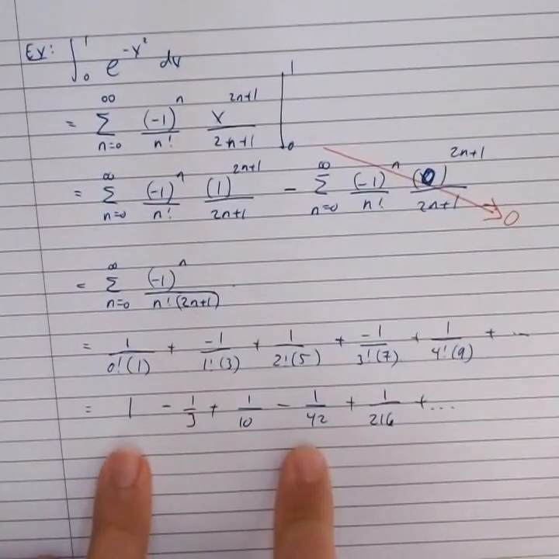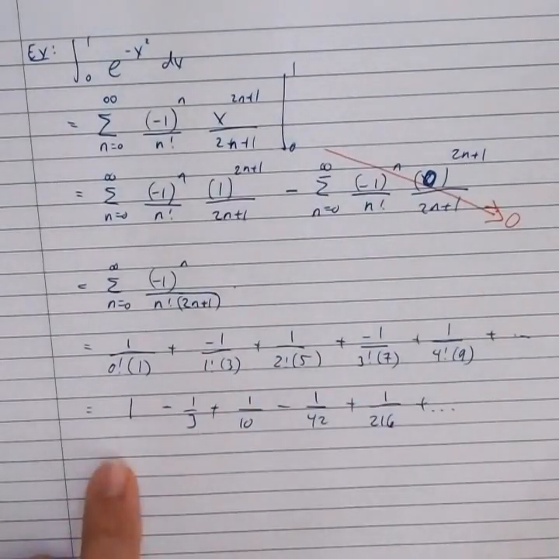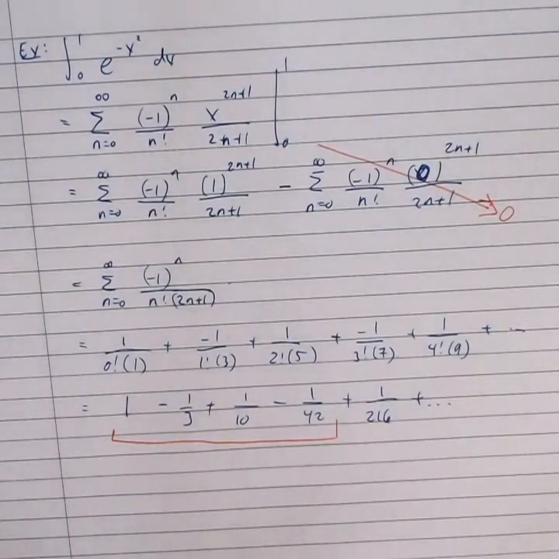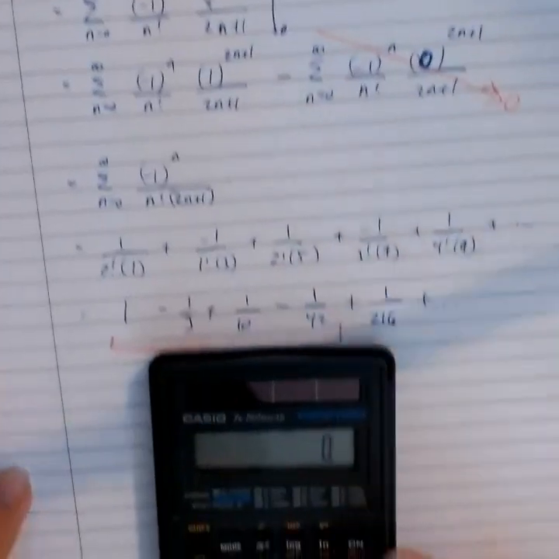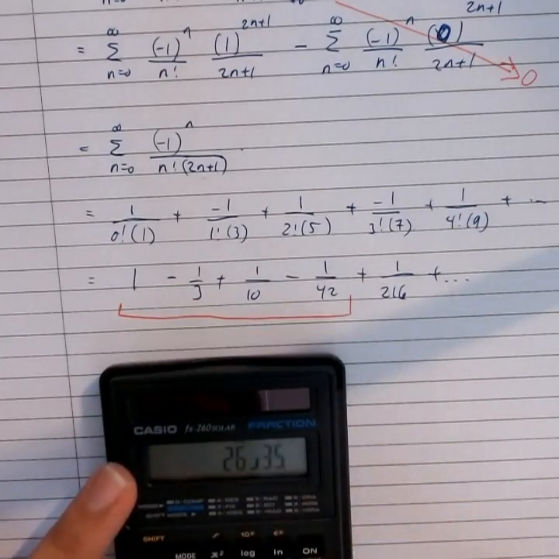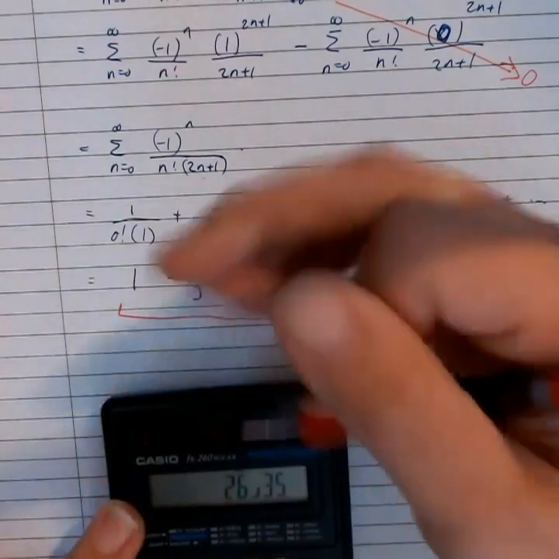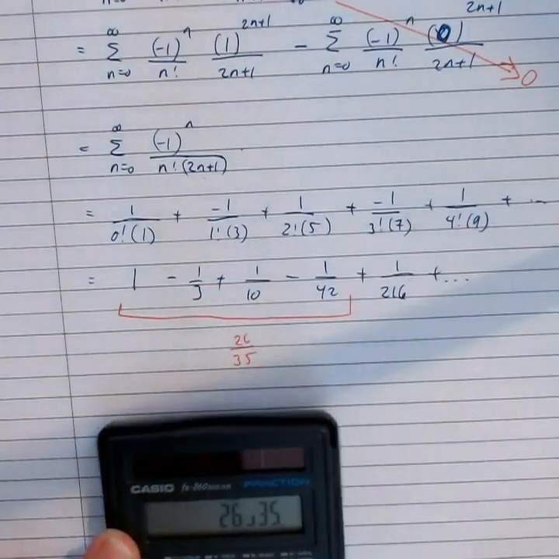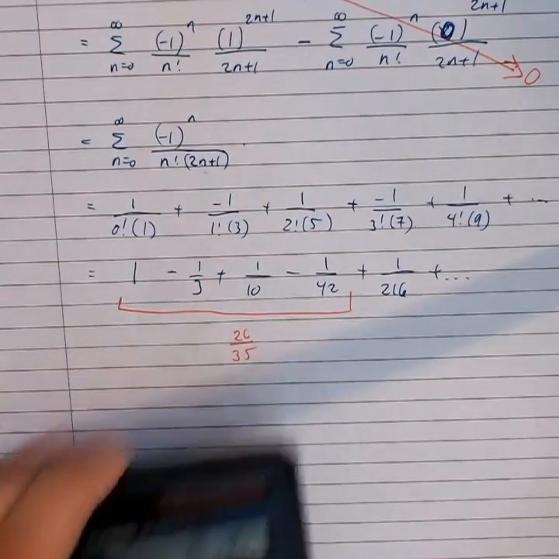Here, if you wanted to find an estimate, you would say, okay, let's add up the first few terms. If I add these together, I get, let's see here. Okay, let's grab one of these things. All right, let's see. 1 minus 1/3 plus 1/10 minus 1 over 42. And that's equal to 26 over 35. Right, so 26 35ths. All right, but of course, we don't have an actual answer.